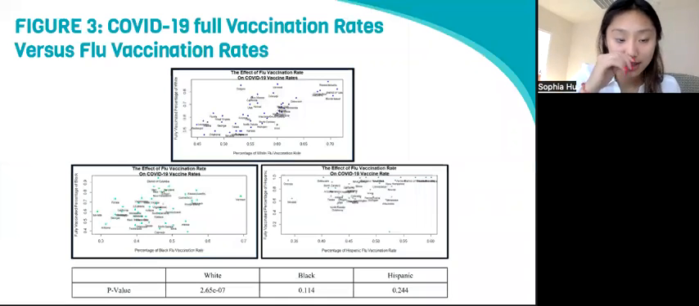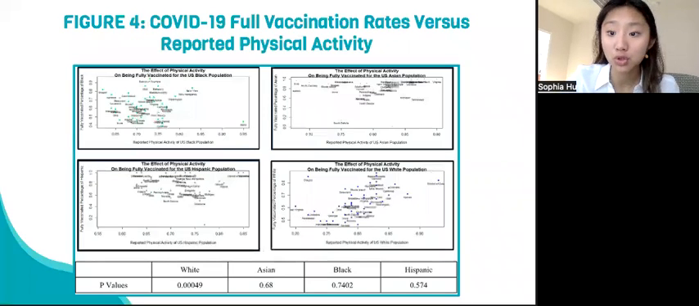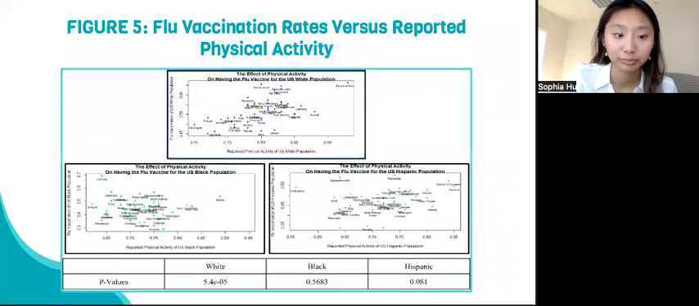So then, as I mentioned before, the first scatter plot I did was COVID versus flu. As you can see here, there is a positive correlation because the p-value is less than 0.05, which means it's significant. But there's no correlation for Black or Hispanic because the p-value is greater than 0.05. Then the first socioeconomic factor I did was physical activity versus COVID-19. As you can see, the p-value is significant, and you can see a correlation on the bottom right of the scatter plots, but not really a correlation for the other three.